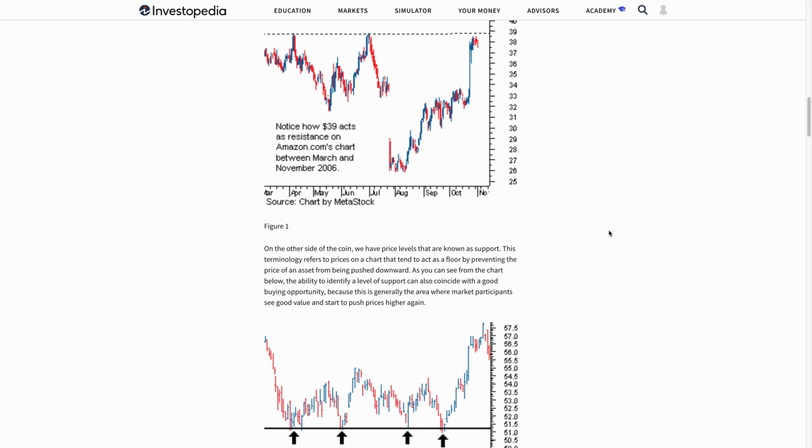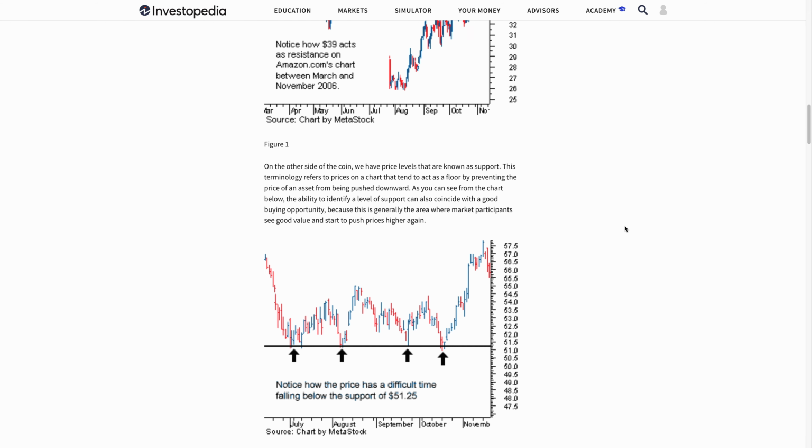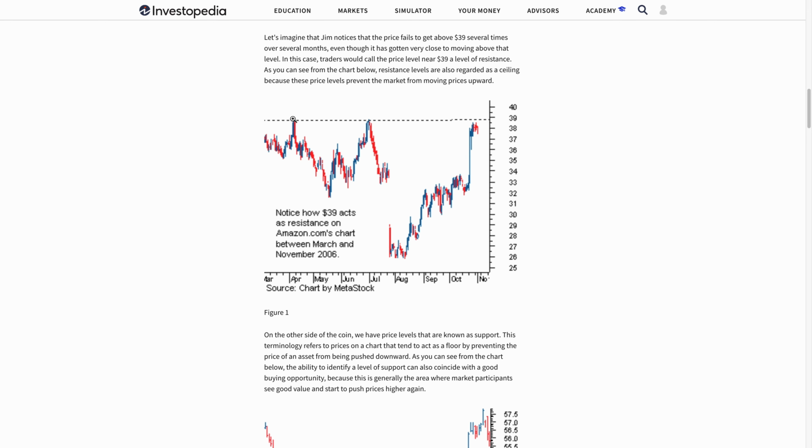Now support would be, I guess, on the flip side. If you look down here, it's coming down, testing it, and it can't break. It's going up and then comes back down, tests it again, goes back up, and so on and so forth. So basically, support is an area where the price might bounce off of, right? And usually it's where price has touched or tagged an area before. So here would be an area where the price has touched before for the support, and up here is the resistance, right?